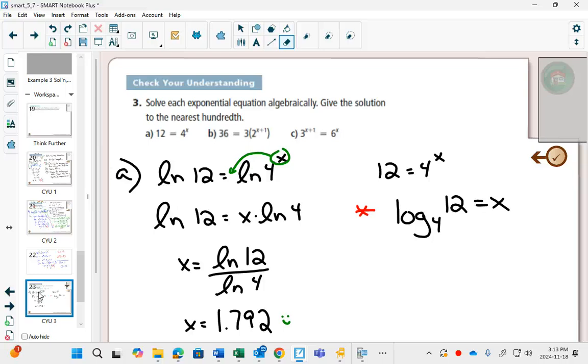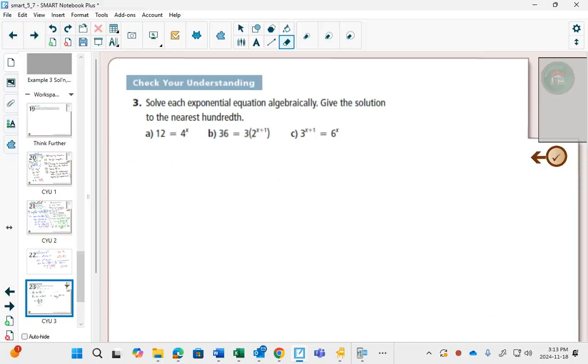How many people like writing log instead of ln better? Fair. We'll do log on the next one. On the next one, first of all, here is the power.